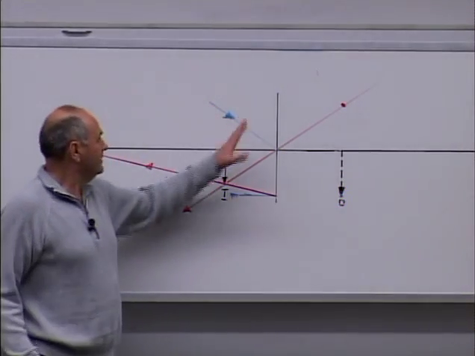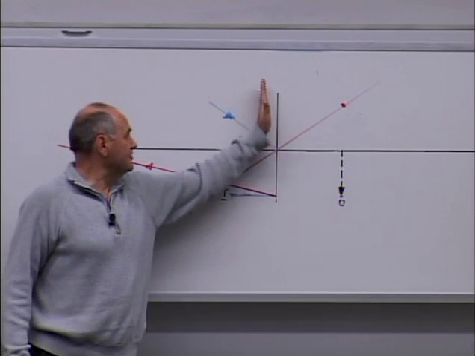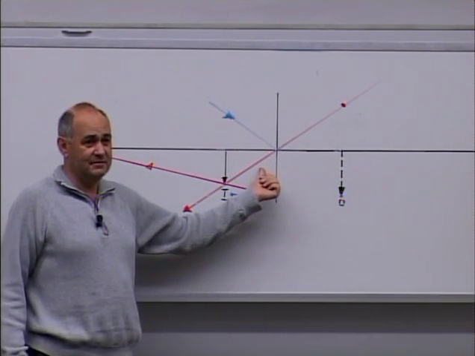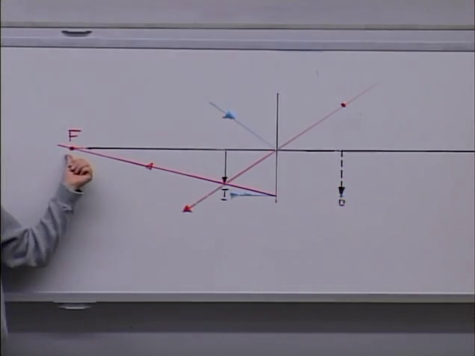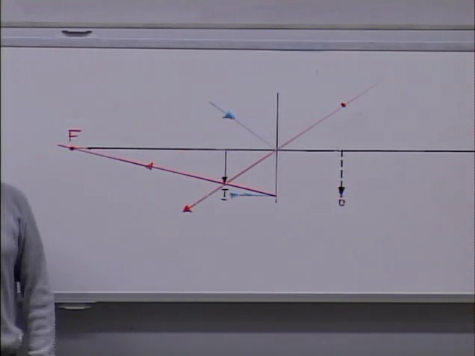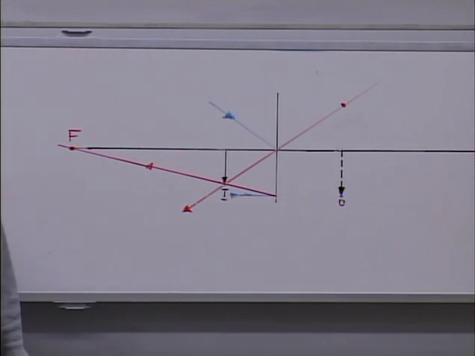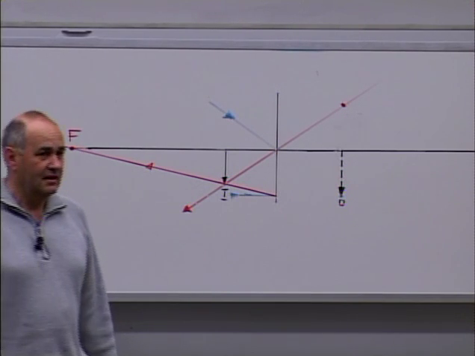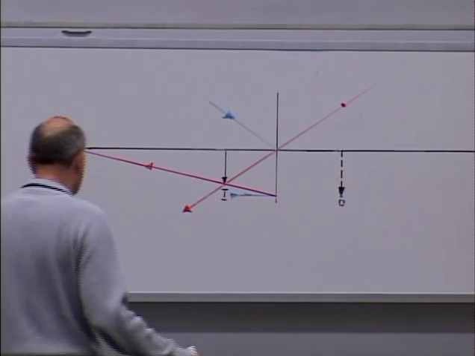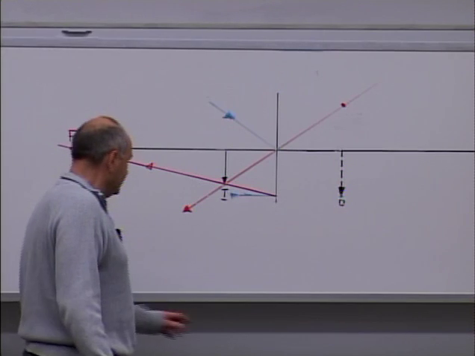Those of you who voted for concave, you were right. The reflecting surface is on the left-hand side of the mirror, and the focal point is in front of the mirror, which means that it is a concave mirror.